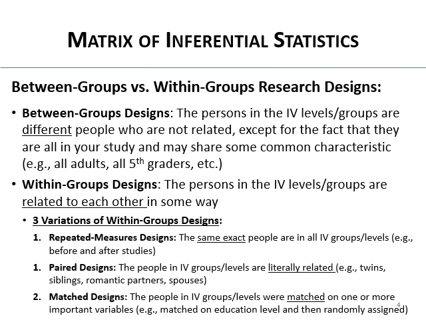So if it isn't one of these, 1, 2, or 3, you've got a between groups design. If they're not the same people, they're not paired up because they're related, and you didn't match them up artificially, it's a between groups design.